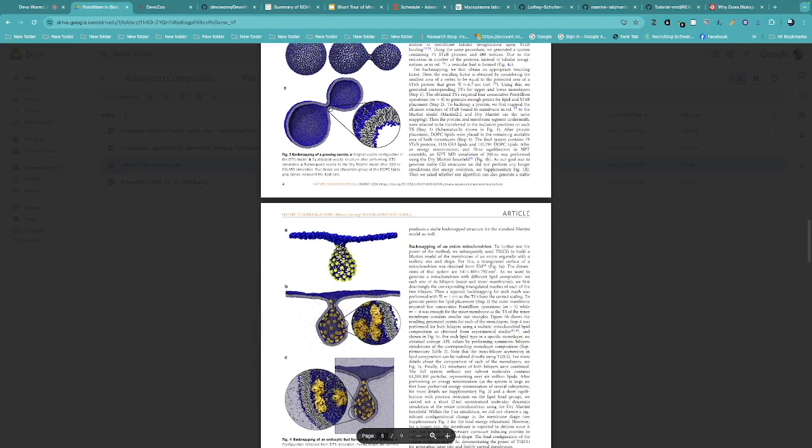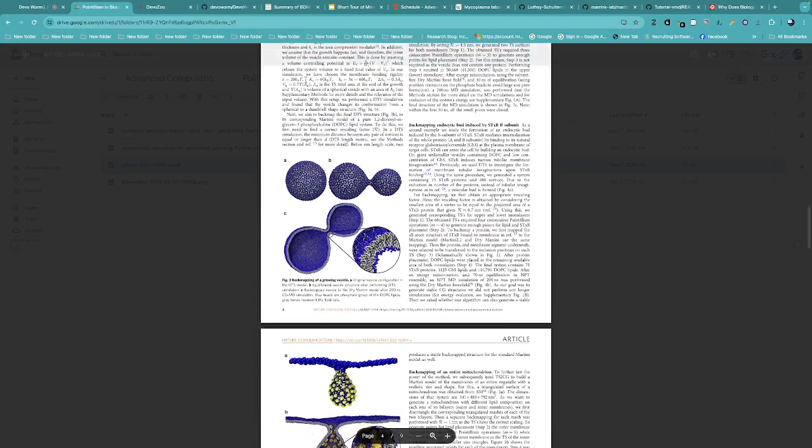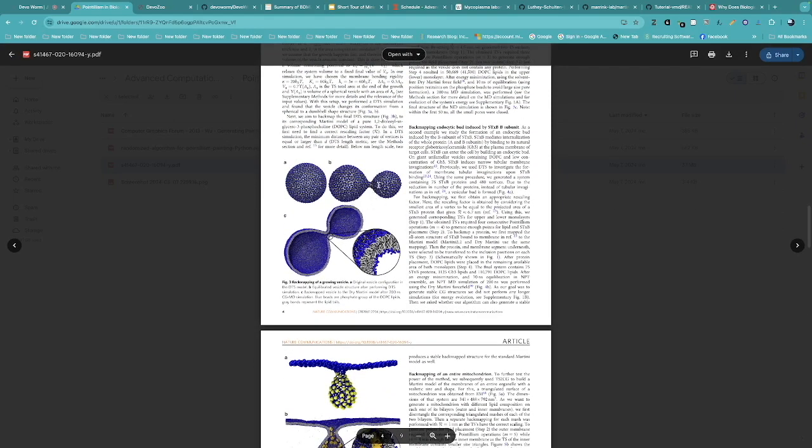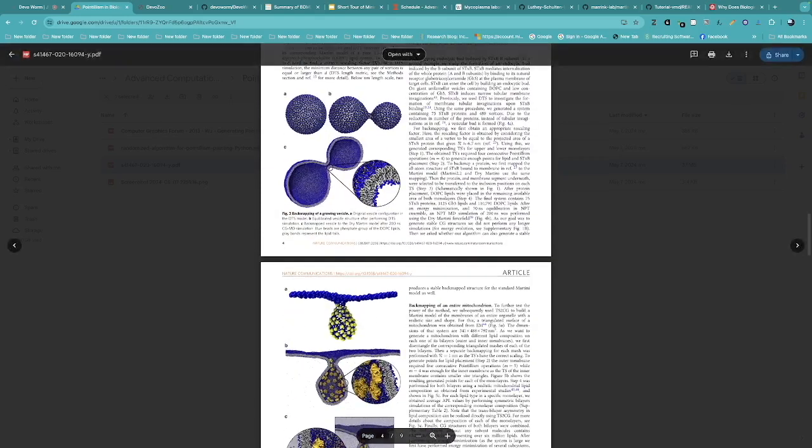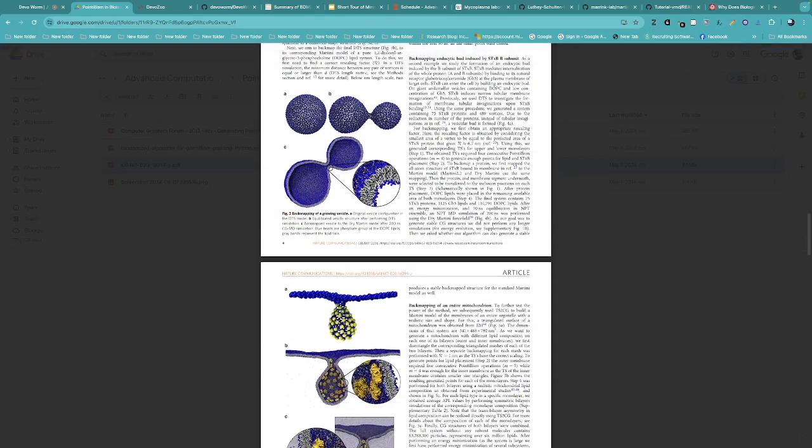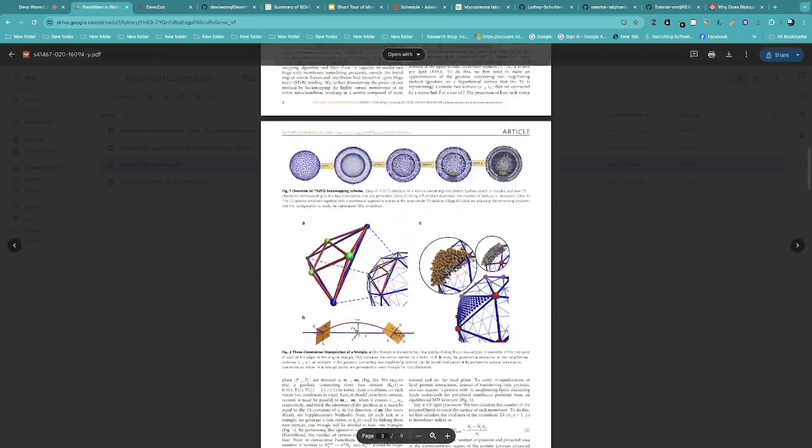So they use this pointillism process. They use it to grow vesicles as well. So they're backmapping. What backmapping means is they're refining everything. So they're able to use these beads to refine the mesh and make it more realistic looking. And so this is a screenshot here of pointillism.